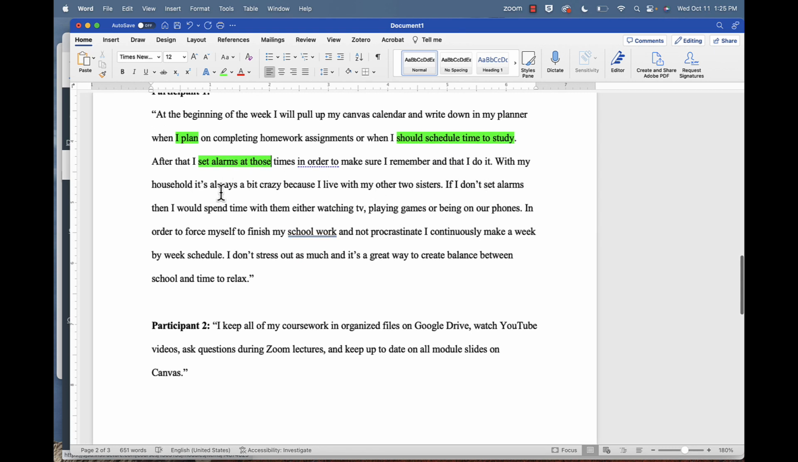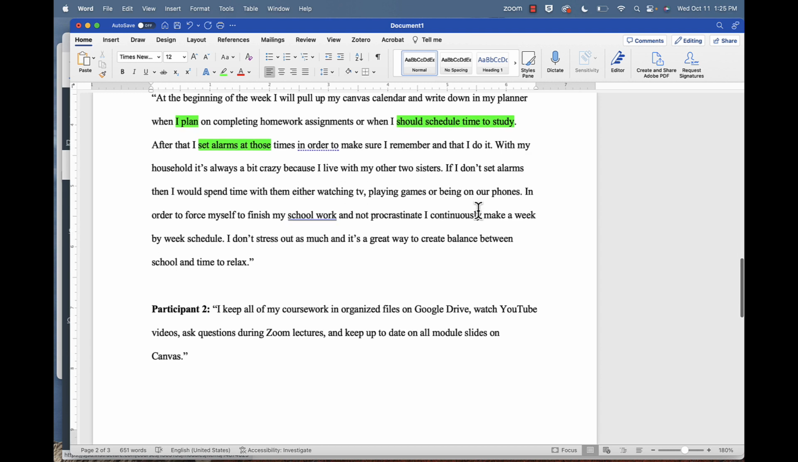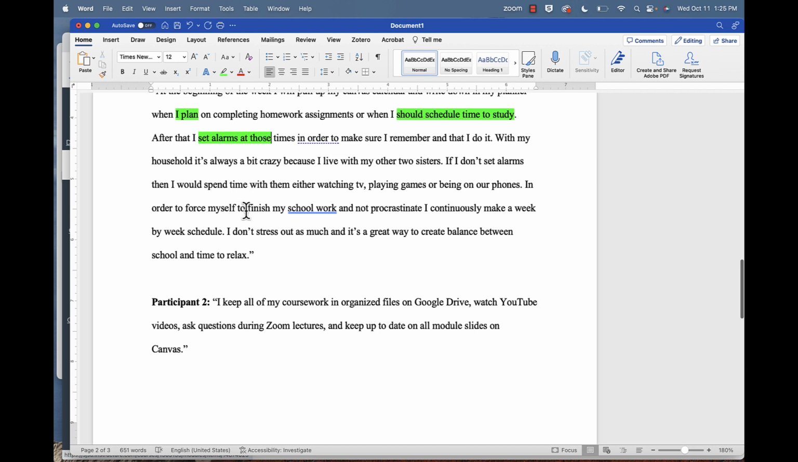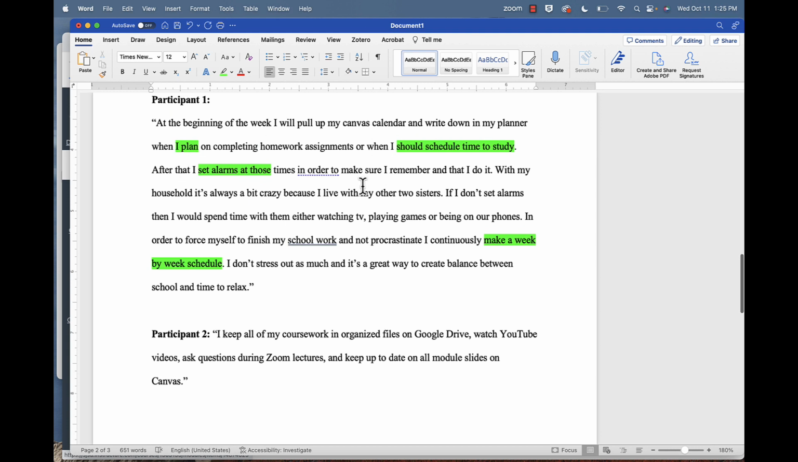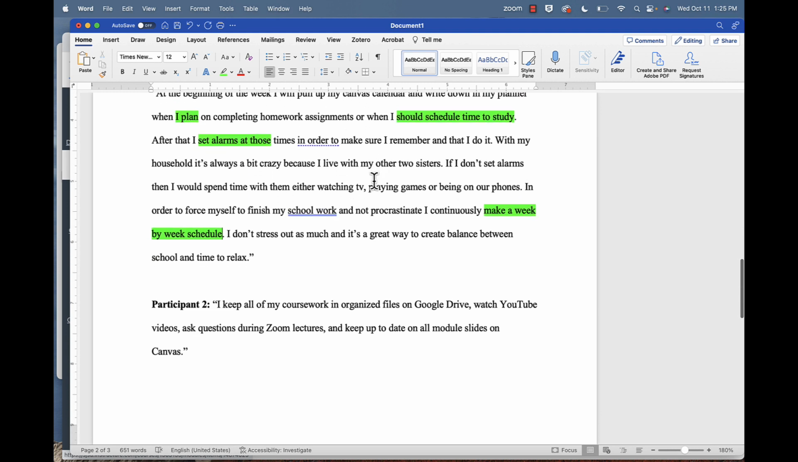With my household, it's a bit crazy because I live with my other 2 sisters. I don't seem to set alarms. I would spend time either watching TV, playing games, or being on our phones. In order to force myself to finish schoolwork, and I do not procrastinate, I continuously make a week by week schedule. All right, so scheduling, planning, setting alarms is something that comes up in this case, right?